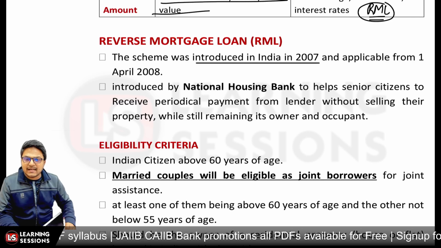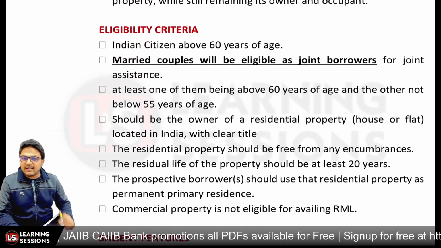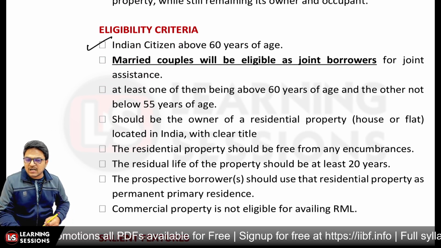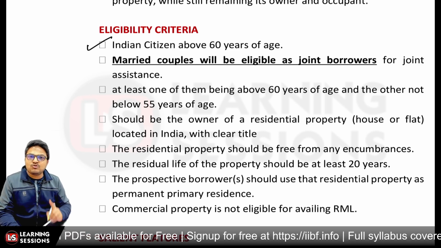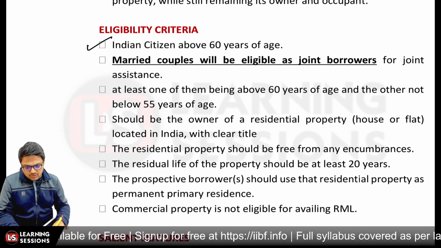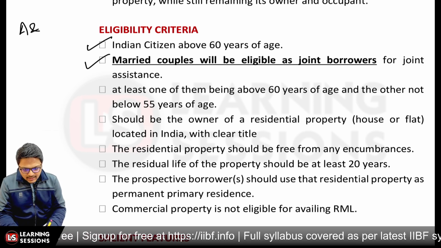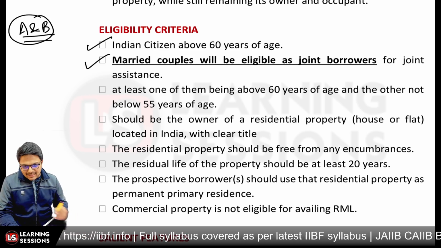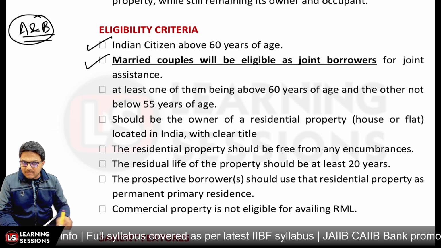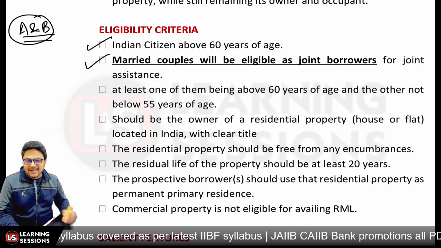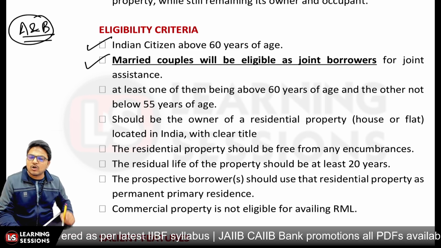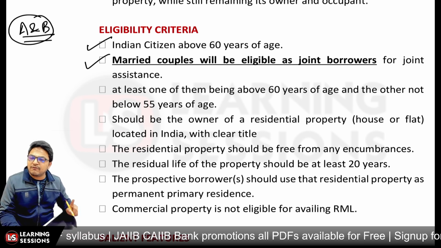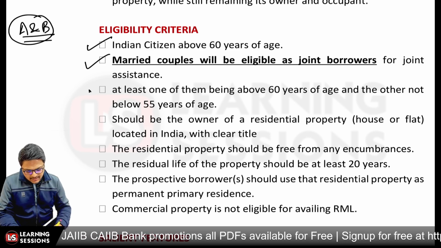And what is the eligibility criteria? The eligibility criteria says that Indian citizens above 60 years of age are eligible, and a married couple will be eligible as joint borrowers. So if A and B are husband and wife, in that scenario both are to be co-borrowers, right? And if A and B are taking a joint RML, at least one of them must be aged 60 or above, and the other one should not be younger than 55.